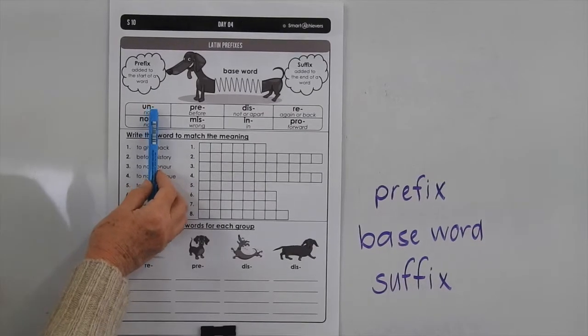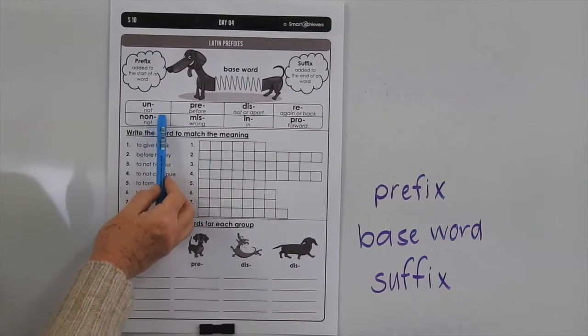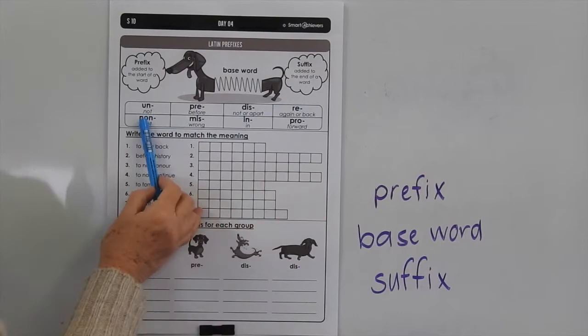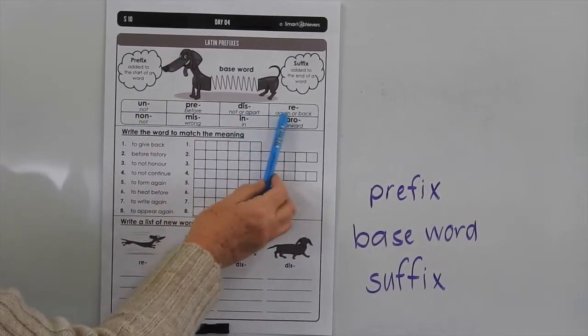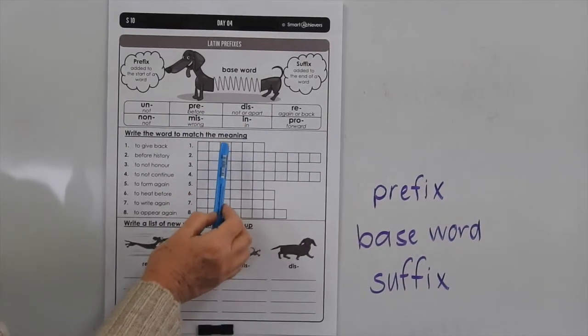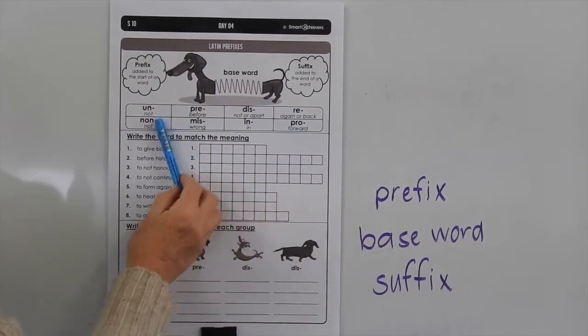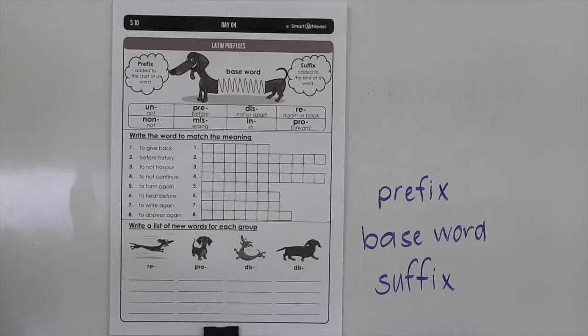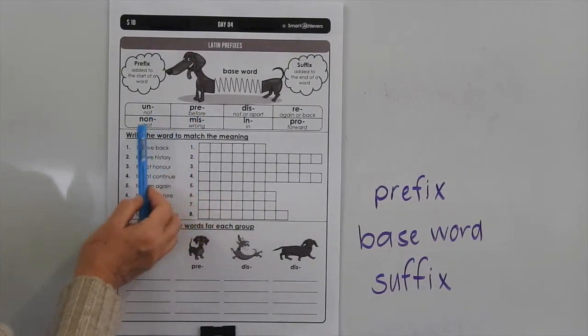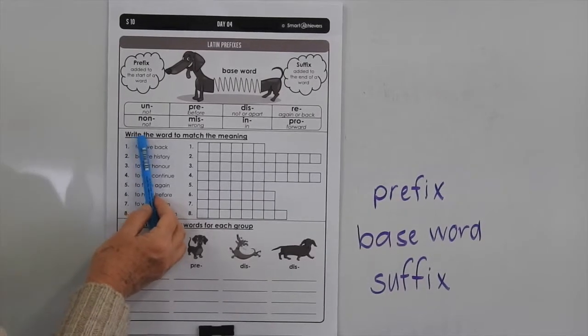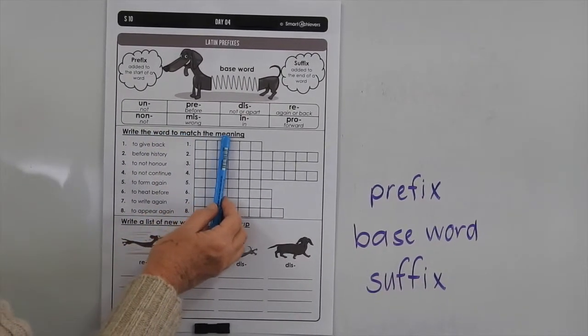So we've got our prefixes here: un, pre, dis, re, non, mis, in and pro. We've given you the meanings of each of these to make it easier for you. Now this is very important for your writing in the future. So you can simply extend on a word and its meaning by adding a prefix to it. So now you have to write the word to match the meaning.